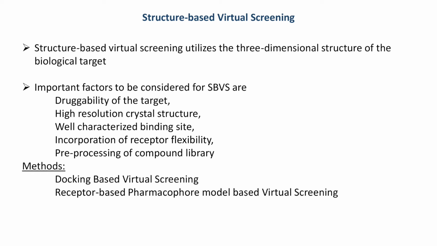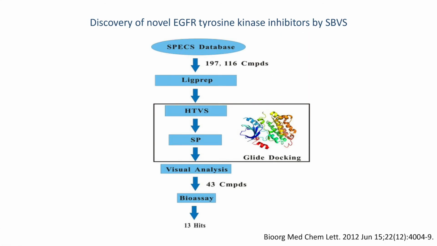For doing structure-based virtual screening, we can use either docking or receptor-based pharmacophore modeling. In this study, the authors used a molecular docking approach for virtual screening to identify novel EGFR tyrosine kinase inhibitors. They took the crystal structure of EGFR kinase and screened the SPECS database that contains around 2 lakh compounds and identified 43 hit compounds, out of which 13 compounds showed inhibition against EGFR tyrosine kinase.